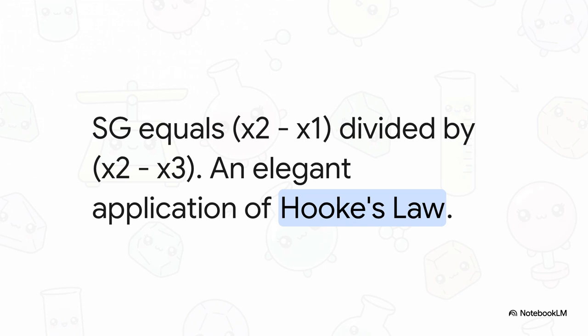And here is where it all comes together with Joly's formula. Specific gravity equals x2 minus x1 divided by x2 minus x3. By just substituting those simple spring extensions right into the equation, we get a completely precise calculation of the specific gravity. It's such a brilliant, elegant application of Hooke's law to reveal the internal density of a solid object.